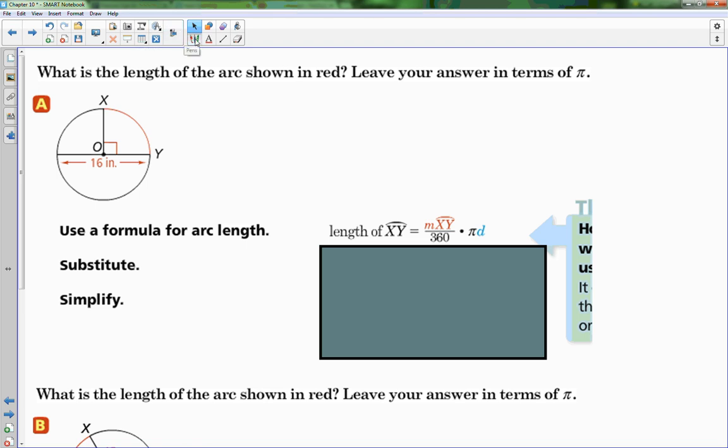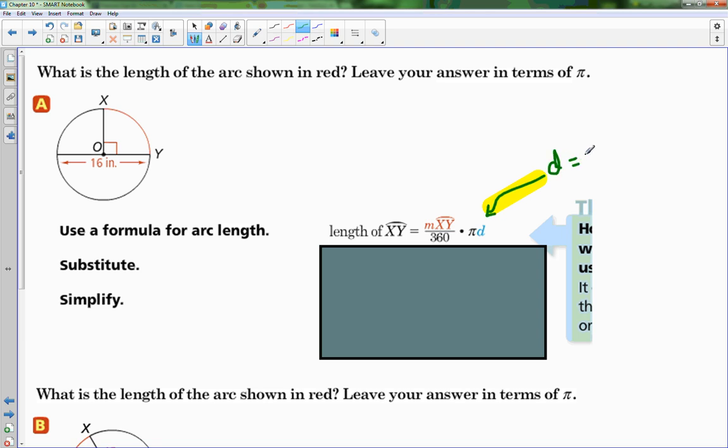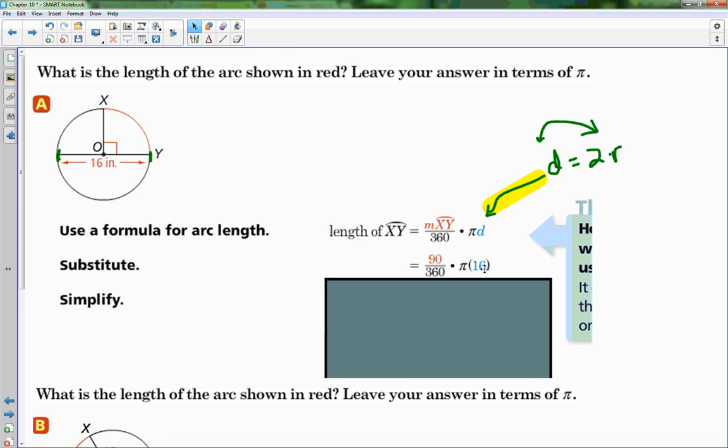And the reason we use diameter in this case, please recall that diameter is 2 times the radius. We use these interchangeably. In this case, I have the diameter, so I'm using diameter in my formula. If you want to convert it to radius and use 2 times radius, that's also okay. So I take my formula. I'm going to substitute in 90 for my arc measure and 16 for my diameter. We use 90 because our central angle is 90, so our arc measure is also 90.